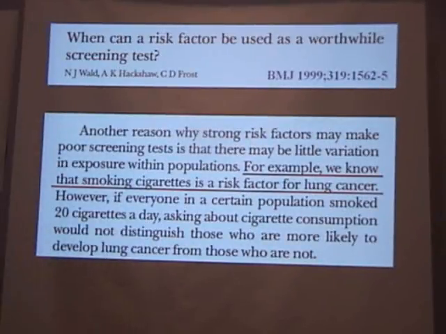It's also an analogy that has been mentioned several times. It was mentioned also in the British Medical Journal by Wald some years ago. No one will question that smoking is a major risk factor for lung cancer. Nevertheless, if everyone in a certain population smoked 20 cigarettes a day, asking about cigarette consumption would not distinguish those who are more likely to develop lung cancer from those who are not. And it's the same with risk factors for cardiovascular disease. They are so prevalent that you cannot use them for prediction.